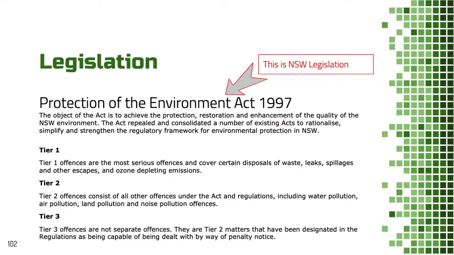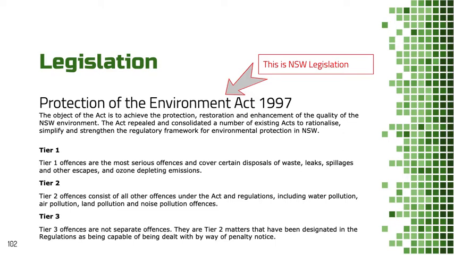The first one I'm going to show you is the POEO Act, the Protection of the Environment Act. This is a New South Wales specific piece of legislation from 1997. The aim of this one is to make sure that we protect, restore and enhance the quality of the New South Wales environment. It's not a construction industry specific piece of legislation.